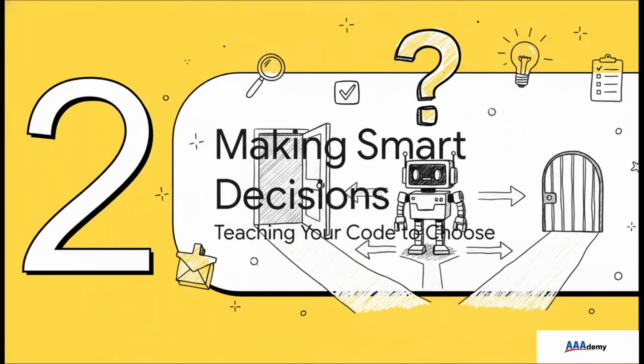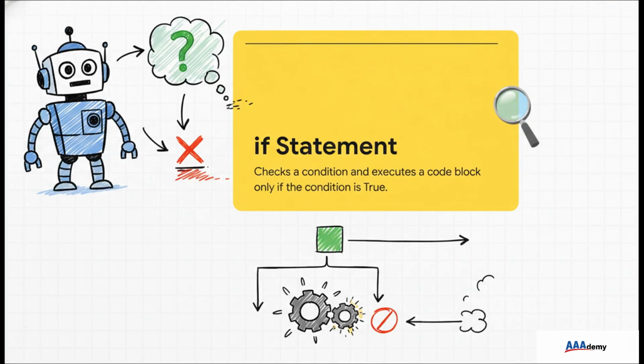All right, first things first, we need to teach our robot how to choose. And for that, we have our first set of tools, conditionals. These are the absolute fundamental commands that let our little robot assistant look at a situation, evaluate it, and then choose the right path forward. This is really the foundation of all decision-making in code. And the most fundamental command, the absolute bedrock of decision-making, is the if statement.